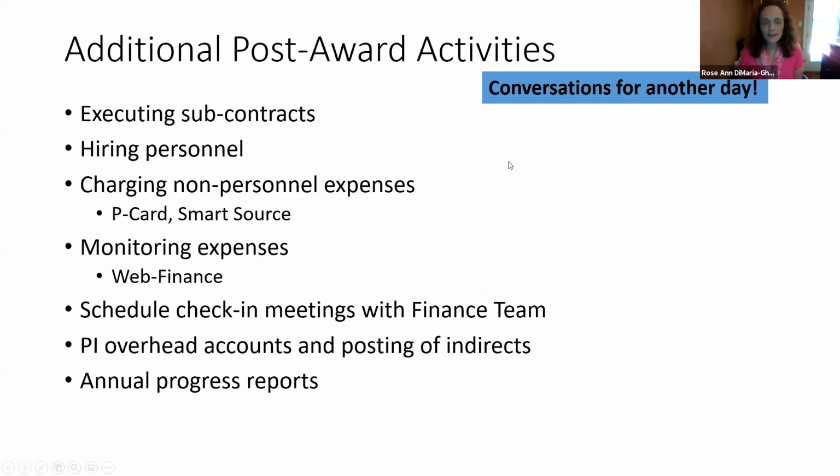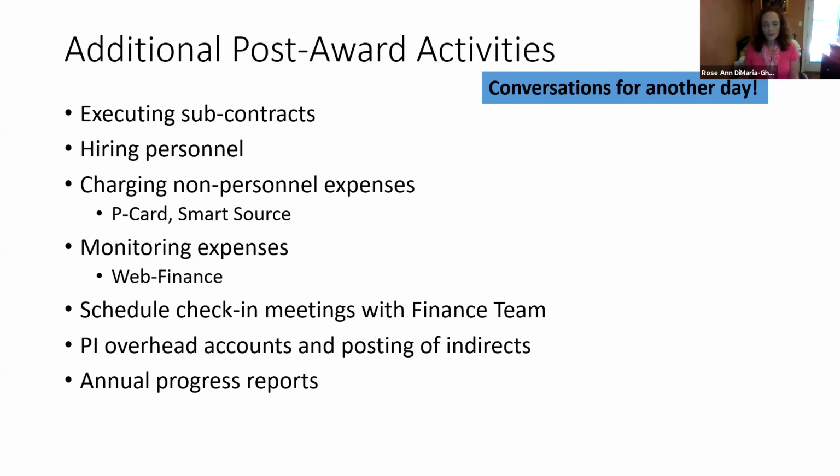Some other areas for consideration that we won't talk about now, but hopefully in the future we'll have another Tuesday topic, are these: once you do get your grant or your award, you need to think about whether you have any subcontracts outside of Drexel that need to be executed. Hiring personnel, there's a whole process if you're actually hiring staff on the grant. Charging non-personnel expenses. Do you need a P card? How do you order supplies through Smart Source? So that needs to be set up.